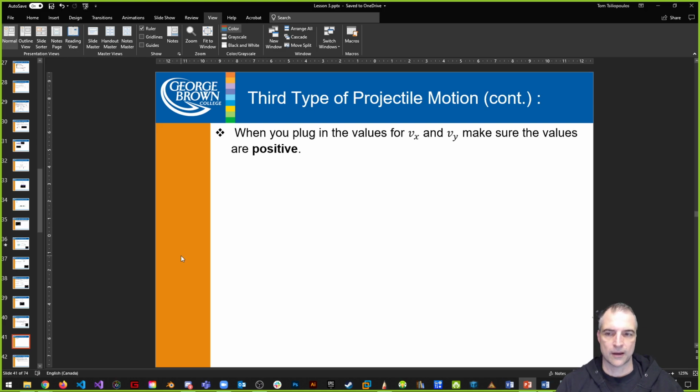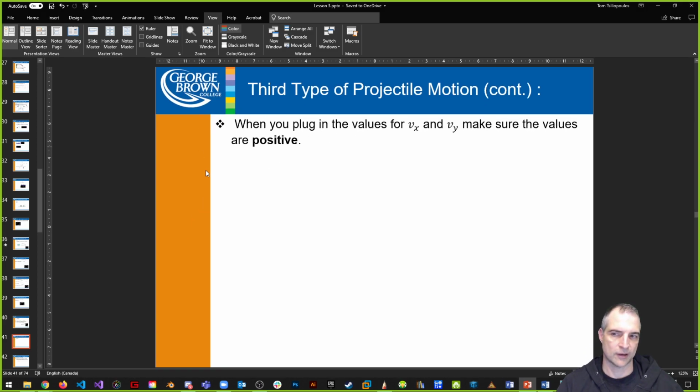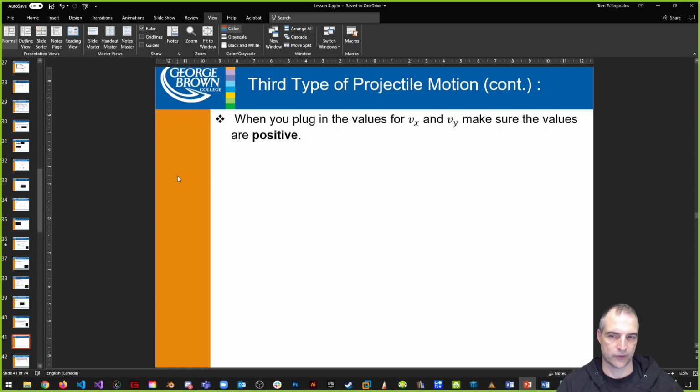Okay, so when you plug in the values for Vx and Vy, make sure the values are positive. This is important, and I put this on its own slide because sometimes we don't do this and we get some really weird numbers that come out.